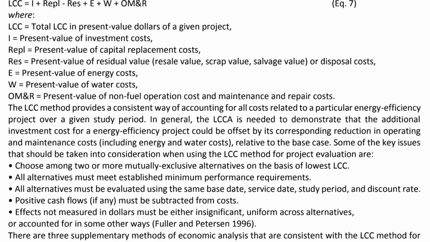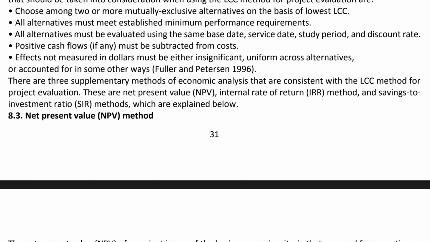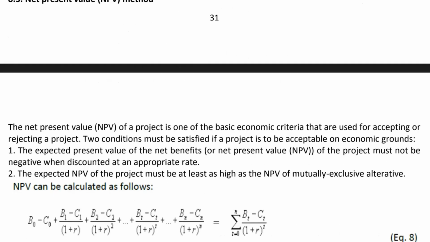Another two or three more methods are given: internal rate of return is abbreviated as IRR, net present value is NPV, and savings to investment ratio is given by SIR. While we have to calculate the net present value, it is calculated using the NPV method. This is the basic economic criterion which is used for accepting or rejecting the project. For example, if we are going for any project study beforehand, whether we should go for that project or not is calculated using this net present value method. Here mainly two considerations are there: cost and benefit, because it all comes under cost benefit analysis.